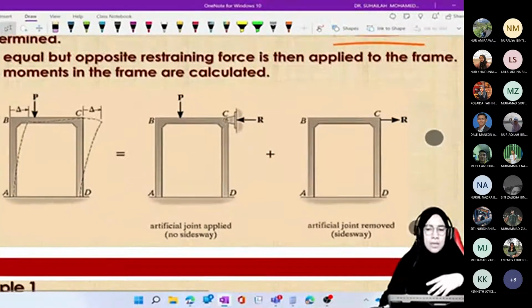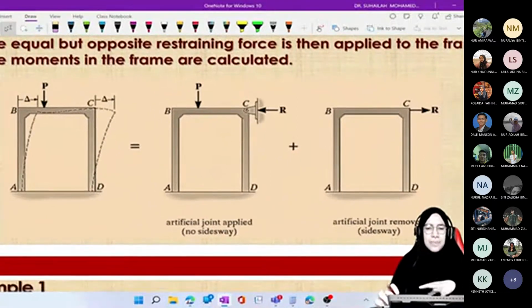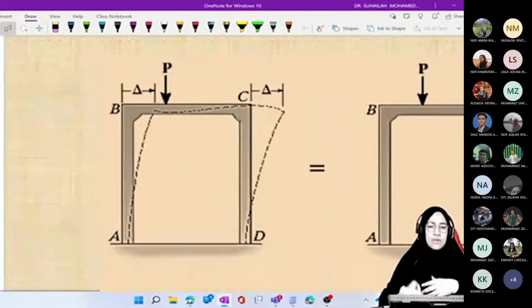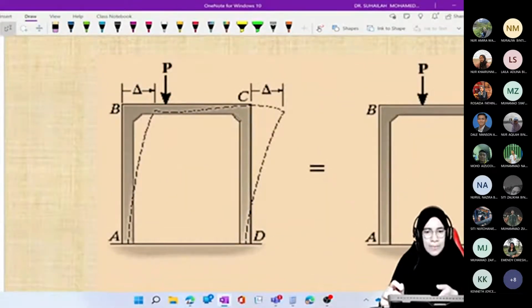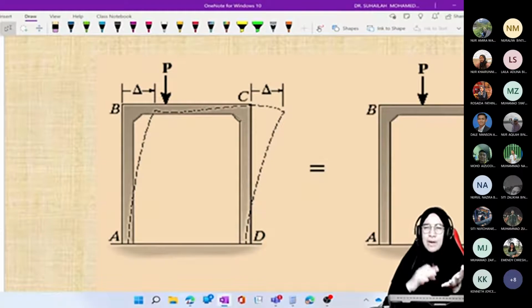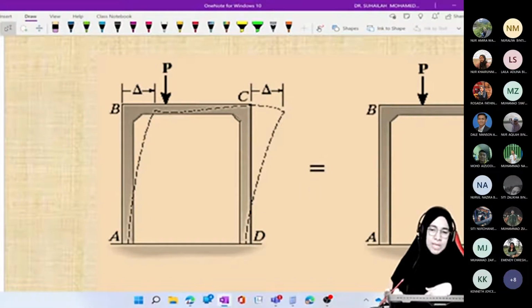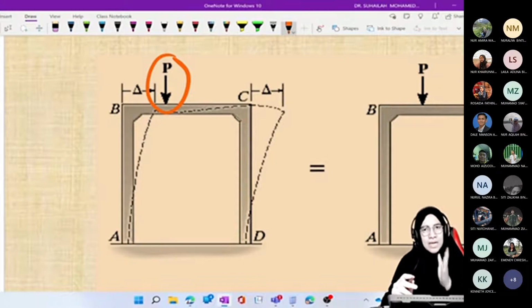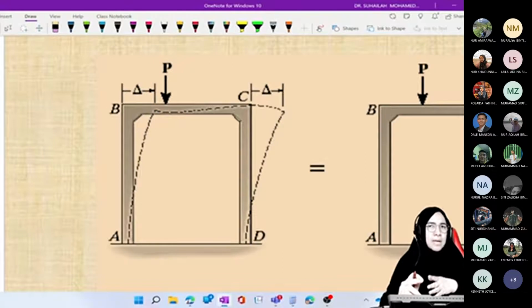Okay, so this is to represent the concept of frame with sidesway. Focus on the first one first. This is a frame with sidesway. Why do we call this a frame with sidesway? Refer back to the two conditions I mentioned just now. A non-sidesway frame must be symmetrical in loading and geometry. By looking at this frame, it is not symmetrical because of loading. The loading is not applied at the center. If P is applied at the center, then the frame is a non-sidesway frame.